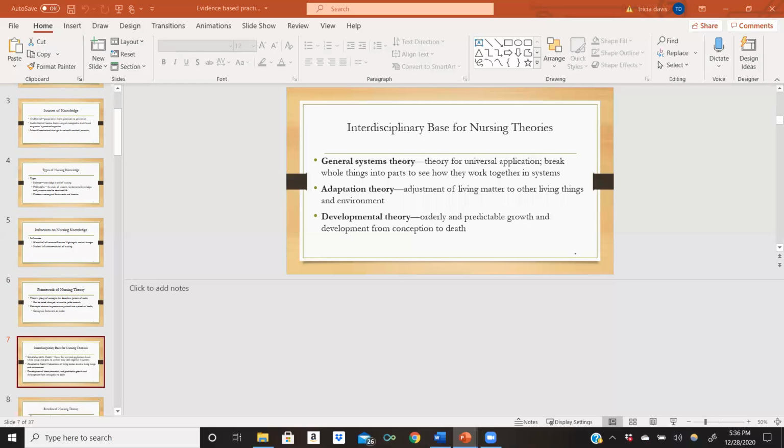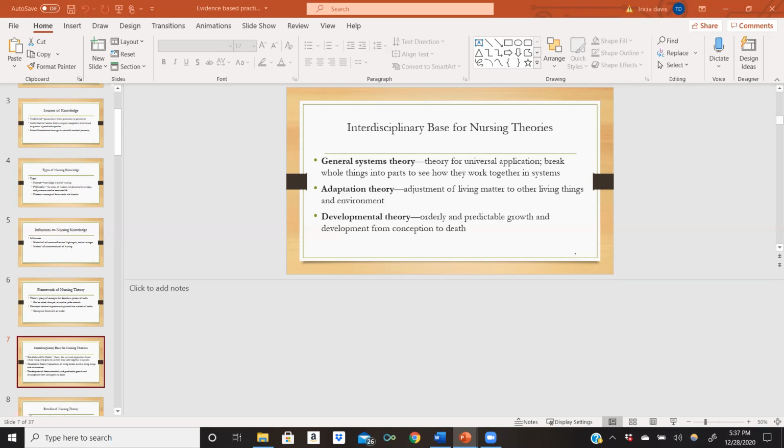This theory describes how to break whole things into parts and then how to learn how the parts work together to make up that system. This theory emphasizes relationships between the whole and the parts, and it describes how parts function and behave. And we have the adaptation theory, which is adjusting of living matter to other living things and environment.